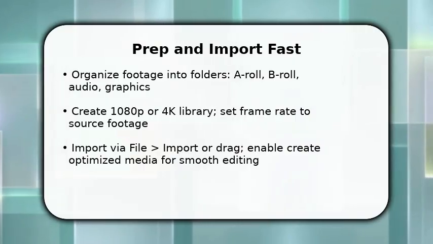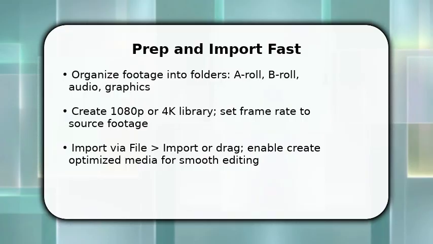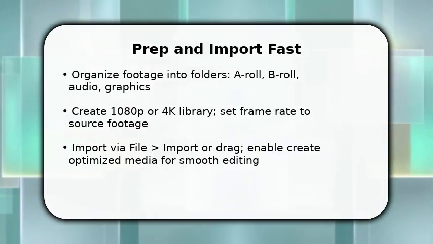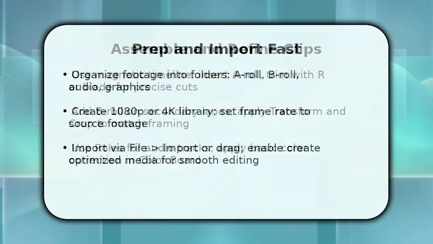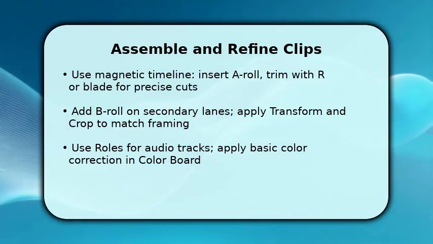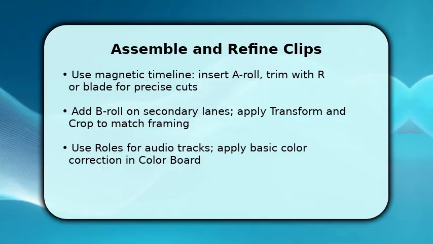Make sure your project settings match your main clip's frame rate and resolution, because mismatched settings force unnecessary rendering later and cost time. You now build the timeline, lay down the main A-roll and do rough trims to get pacing right. Then add B-roll above the primary storyline to hide cuts and reinforce visuals. Use the transform tool to scale or reposition clips so shots match.